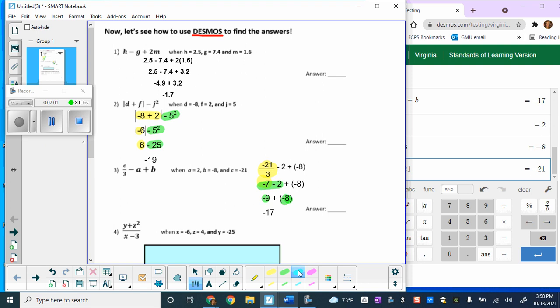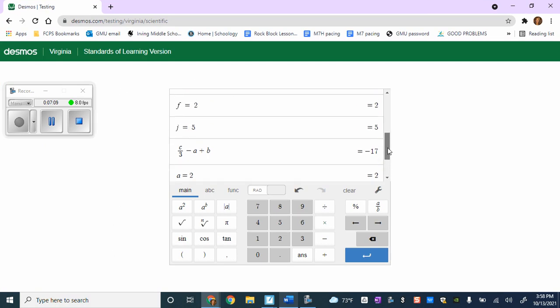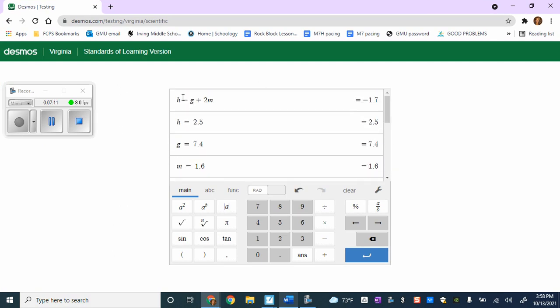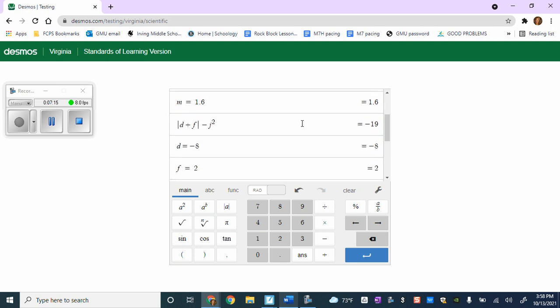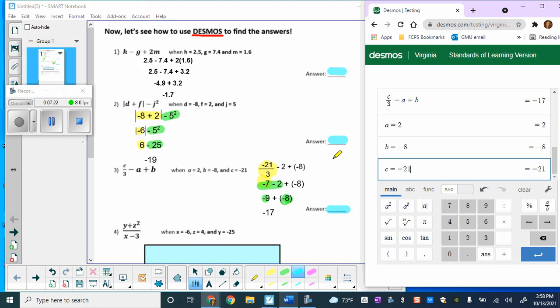So make sure in your notes that you're writing the answers that we've been getting in DESMOS right here. And the good news is, take a look at this. See how if you don't close out, you can actually scroll back up. So like the first answer, you should have a negative 1.7. The second one we did is a negative 19. The third one we just did was a negative 17. And now we're ready to do the last one, okay?